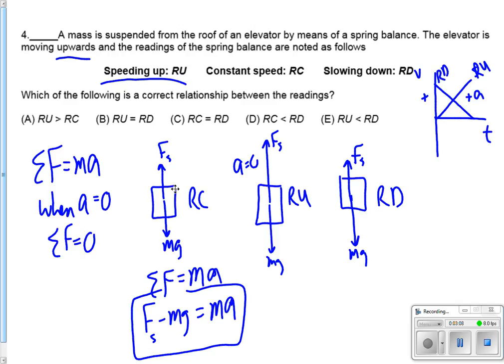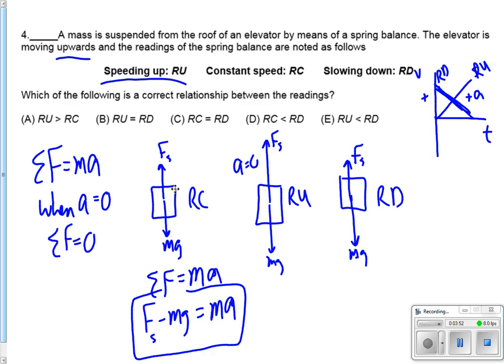If that was you in the elevator, that's when you feel a little bit heavy, because the elevator accelerating upward needs a larger upward force. For the last one, if the acceleration is negative, then the weight has to be greater than the scale reading in order for the value on the right for acceleration to be negative. The weight has to be larger. So which of the following is a correct relationship between the readings? Well, we can clearly see that the biggest reading has to be speeding up. The smallest reading has to be slowing down, and then the constant speed will be in the middle.